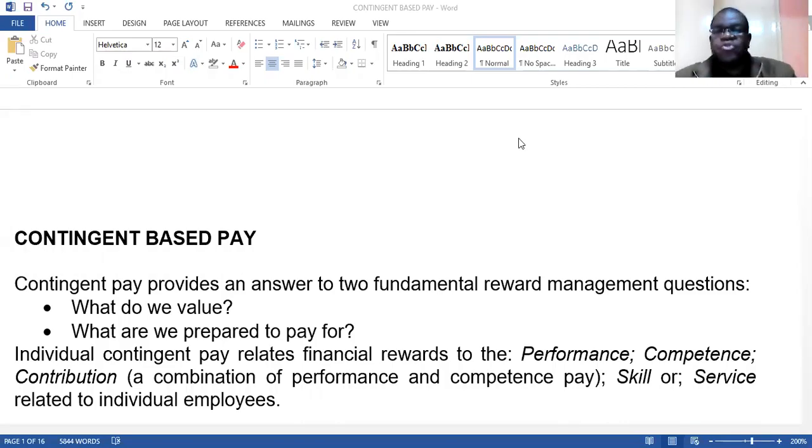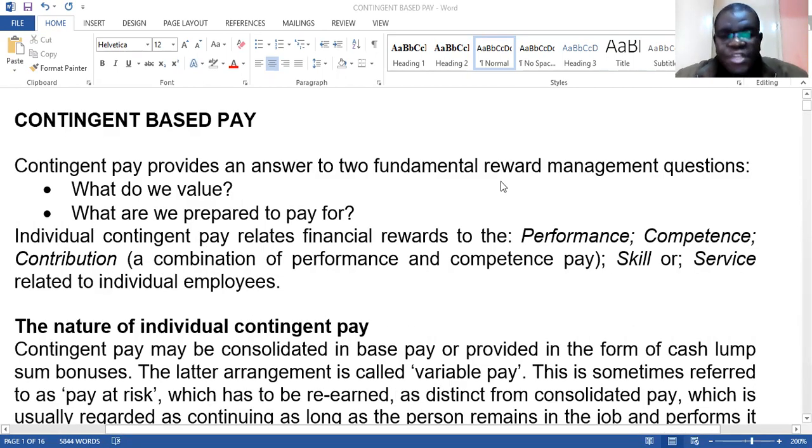And in today's session, we want to look at contingency-based pay. What is contingency-based pay? When you are looking at pay structures, you are looking at how to offer salaries to our employees. The ones on permanent and pensionable terms, the ones on contract terms, you pay them a salary.